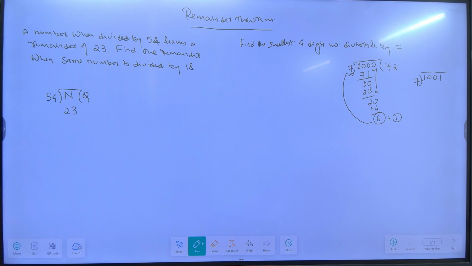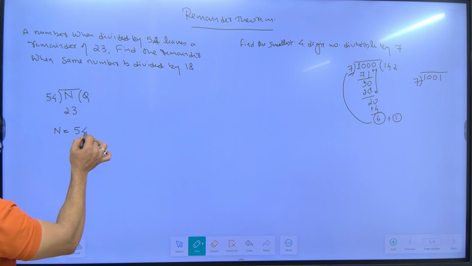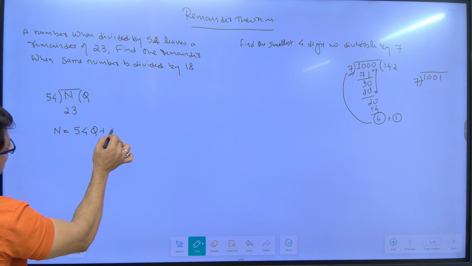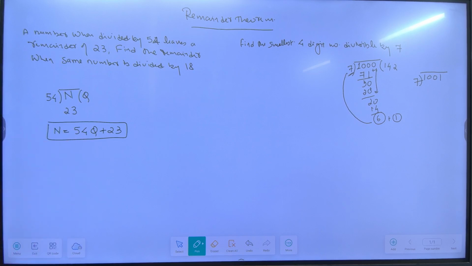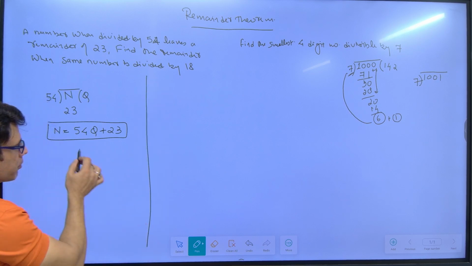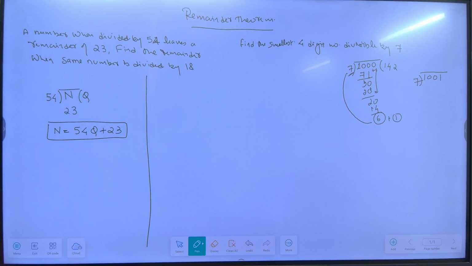23. Yes? So can we write this number n is nothing but equal to divisor, which is 54, into quotient plus remainder? Yes. Now they are asking you if the same number, when divided by 18, what will be the remainder?